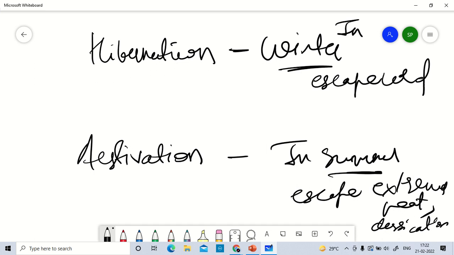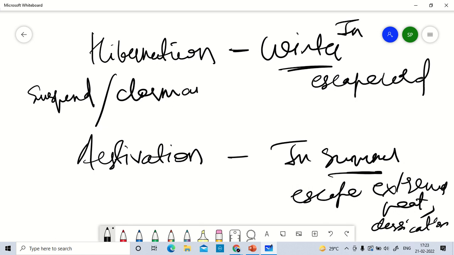Now under unfavorable conditions, zooplankton enter a diapause, which is a state of suspended development. Suspended, dormant, dormancy, suspended development, means temporarily you can shut it off. Like we say that due to rain the match has been suspended. Similarly, that is zooplankton.